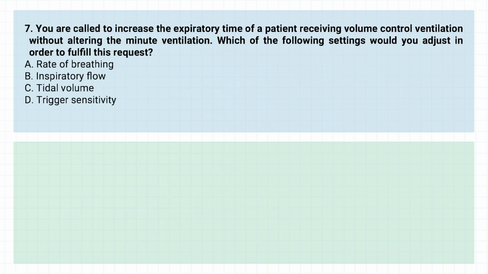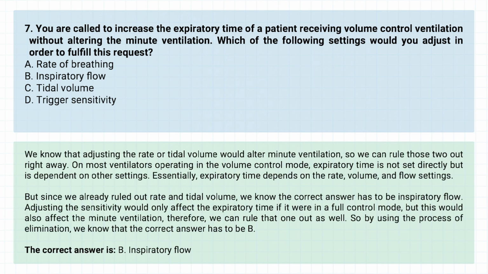Number 7. You are called to increase the expiratory time of a patient receiving volume control ventilation without altering the minute ventilation. Which of the following settings would you adjust in order to fulfill this request? A. Rate of breathing. B. Inspiratory flow. C. Tidal volume. D. Trigger sensitivity. The correct answer is B, inspiratory flow.